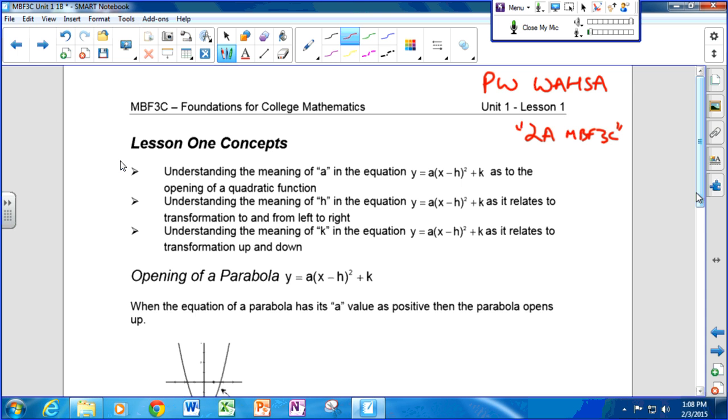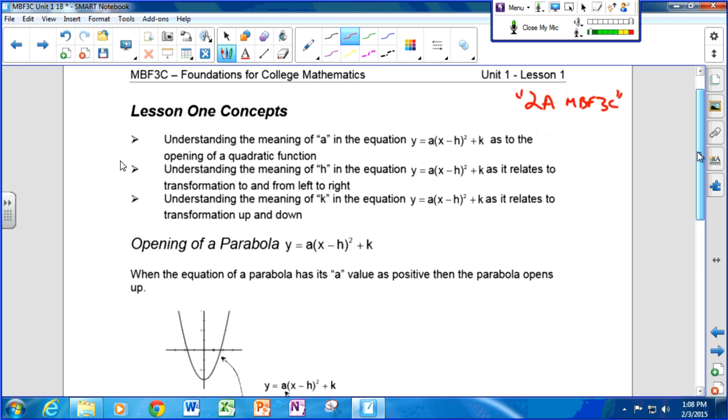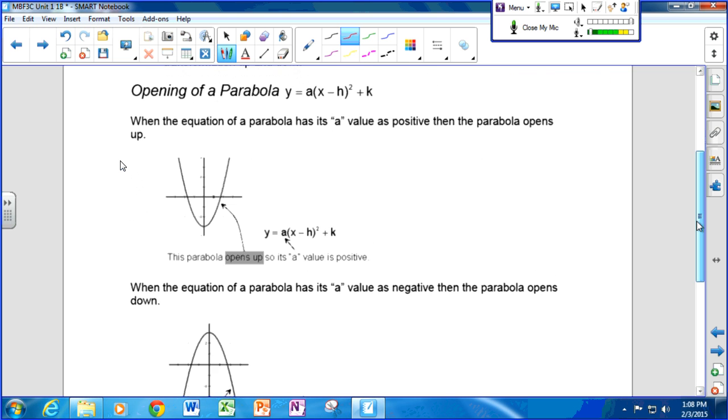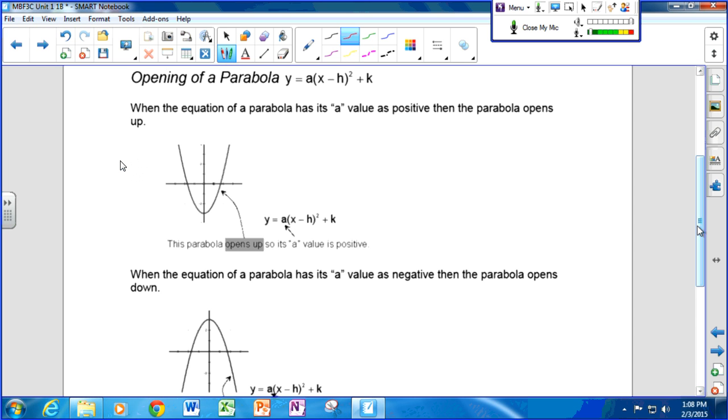Here we are right at the very beginning, and we're going to talk about parabolas, and that's just this shape here. If we make a graph of it, that's what it looks like.